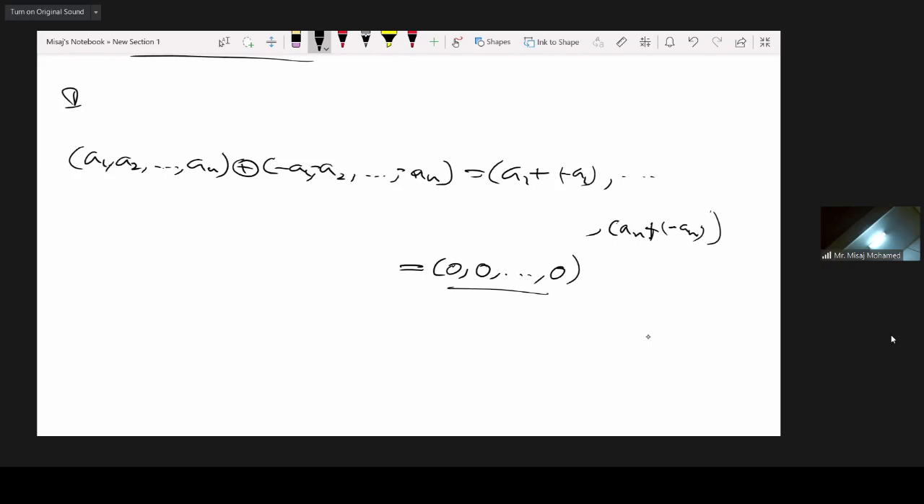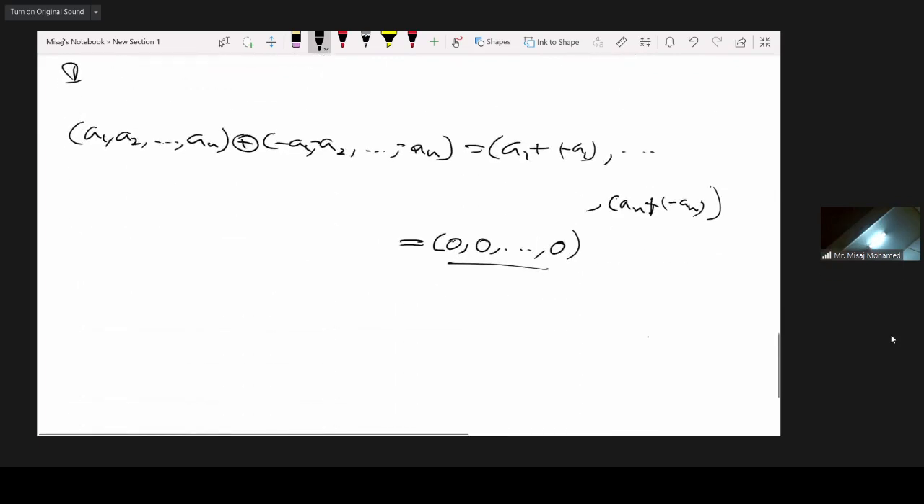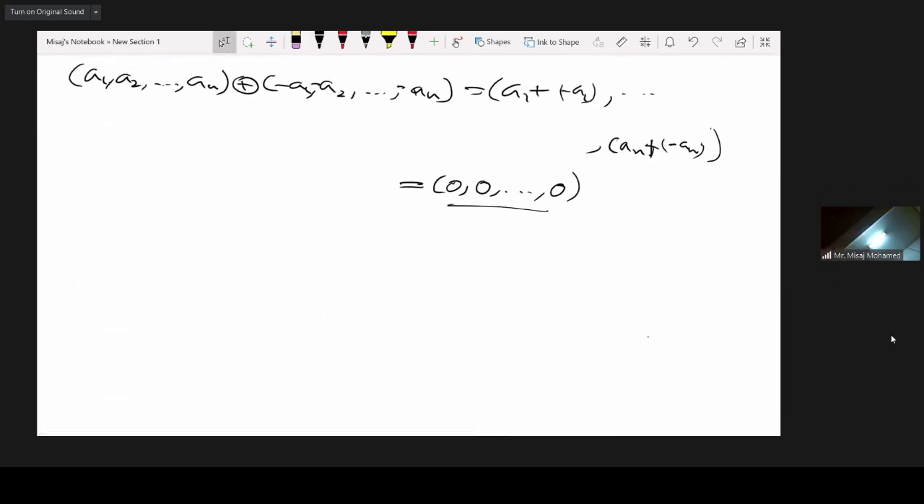So in here, what will be the scalar identity? Scalar identity is what? 1. Exactly. That is the point. 1 is the scalar identity. So I think you have an idea. You can check whether this is a vector space or not, right? Okay.